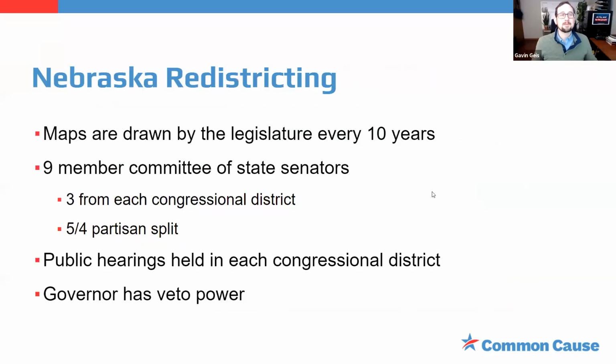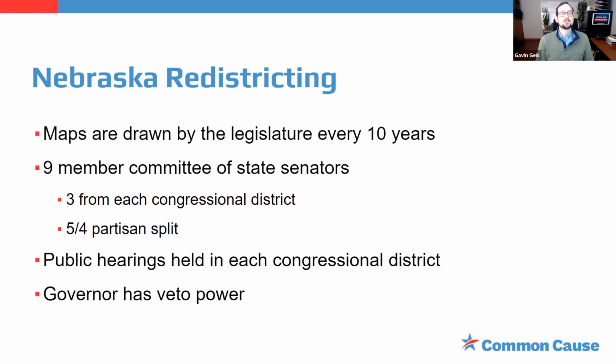All right, moving on. I'd like to give you a little oversight of the Nebraska process of redistricting and how we're kind of unique. So in Nebraska, like every other state, every 10 years, following the census, we redraw these maps. In Nebraska, though, unlike some other states, we have our state legislators redraw the maps. A 9-member committee of state senators is put together in the year we redistrict. This committee was just put together a couple weeks ago and finalized for the redrawing this year. It's 3 senators from each congressional district, and there's a required 5-4 partisan split that leans towards the side of the last gubernatorial winner.